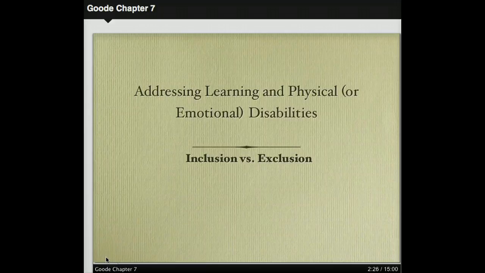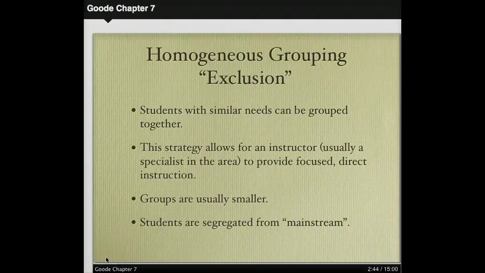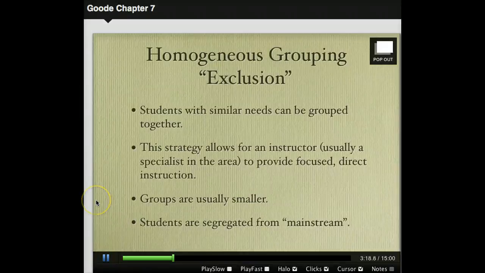So first, we will talk about addressing learning and physical disabilities, and some of those can include emotional disabilities as well. In the past, we've typically had programs where we group students together, and then we've moved more toward including them in the classroom, and we'll look at both of those strategies. So in the past, we had homogeneous grouping, and this basically took students out of a regular learning environment and put them with other students who had similar needs or similar issues. An advantage to this is that it allows the instructor to target and really direct instruction, and usually this is somebody who's a specialist in working with students with these particular needs. The groups are smaller, so there's more individualized instruction. However, in the past, these students have then been segregated from a mainstream or normal classroom experience.